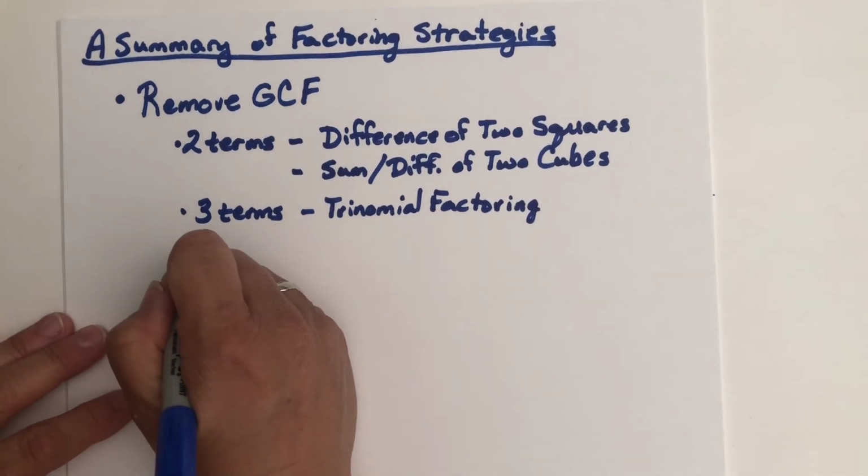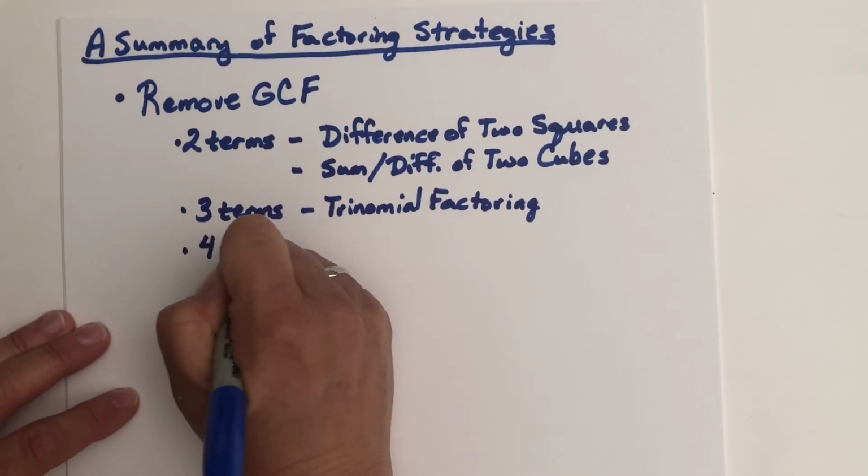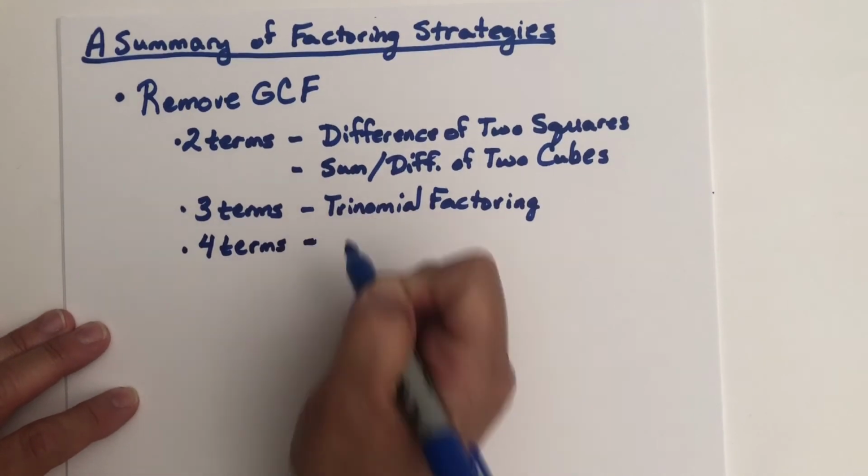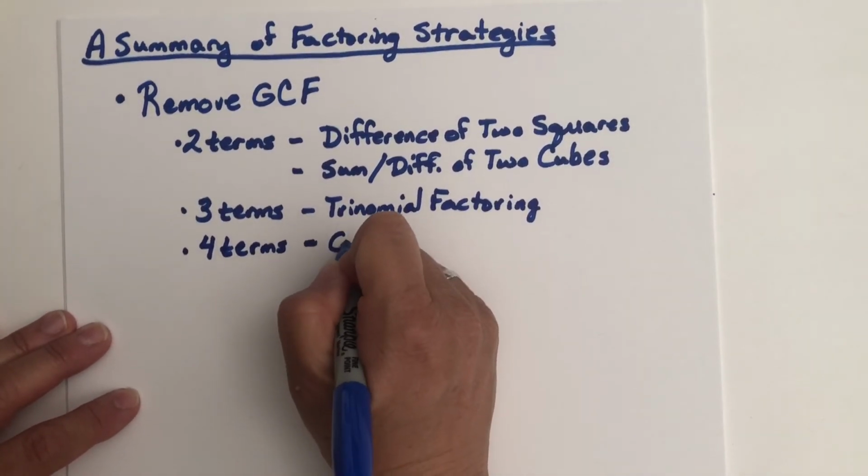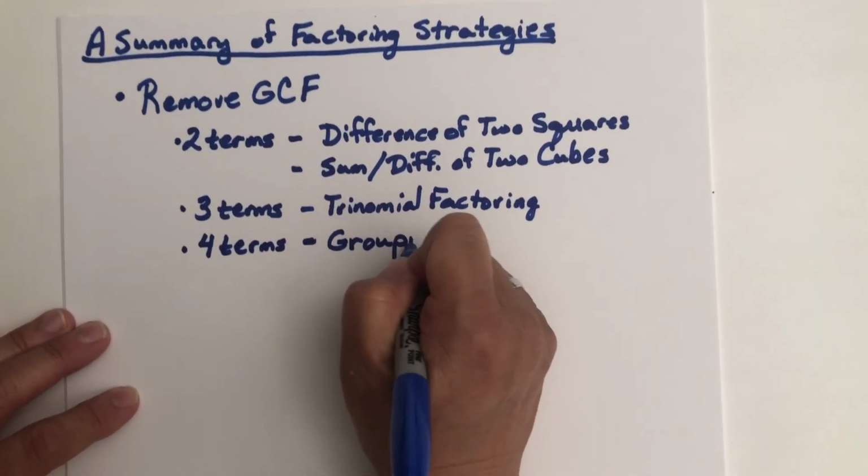And last, I'm going to mention 4 terms. If you have 4 terms in your expression, we often consider factoring by grouping.